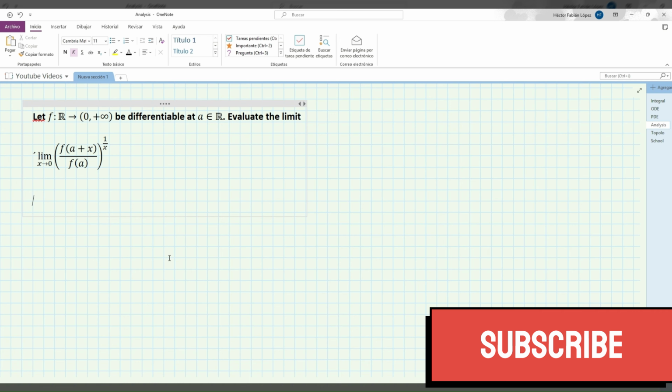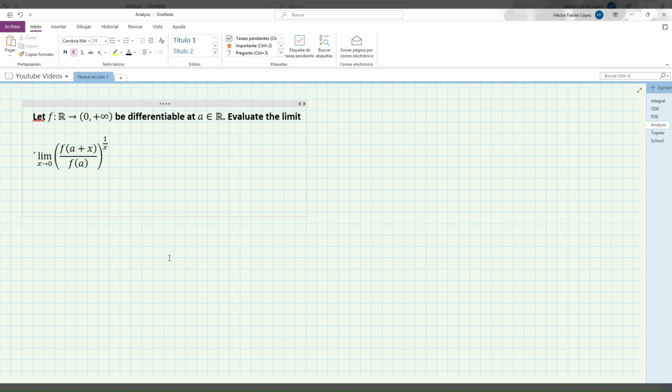For today we have this exercise. Let f from R to the interval between 0 and infinity be differentiable at a in R, and depending on this, evaluate the limit. Here we have the limit when x approaches 0 of f of a plus x all over f of a, raised to the 1 over x. Okay, excellent.